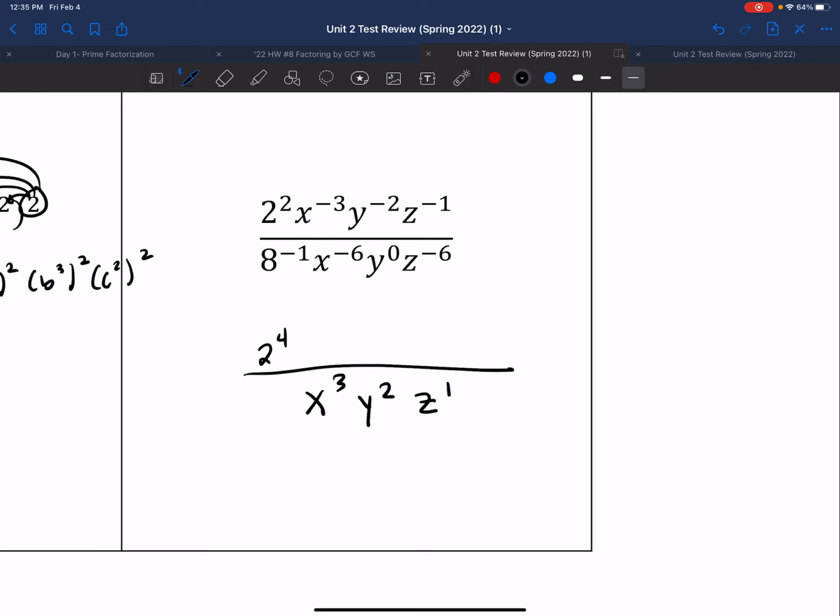I'm dealing with the stuff on the bottom now, so 8 to the first power. And then x to the negative sixth power, it's in the bottom, and it's a negative exponent, so it goes up to the other side.